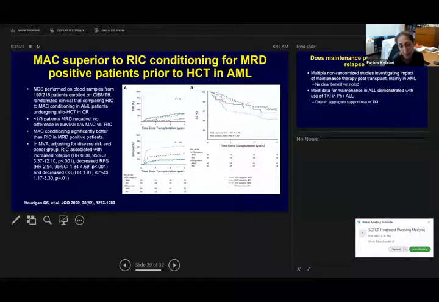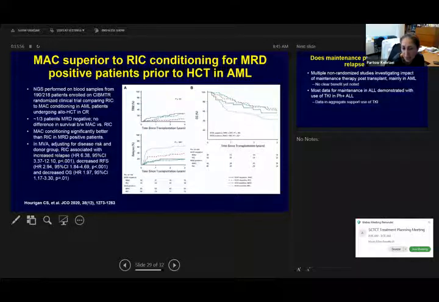What about modulating the transplant conditioning regimen in those patients who are MRD positive pre-transplant? Again, this was alluded to in the prior talk. This is a very nice study that was done by Horrigan and colleagues, where they took blood samples from 190 patients that were enrolled on the Center for International Blood and Marrow Transplant Registry. This was a randomized study looking at reduced intensity conditioning versus myeloablative conditioning in adults undergoing transplant for AML. All patients were in complete remission.